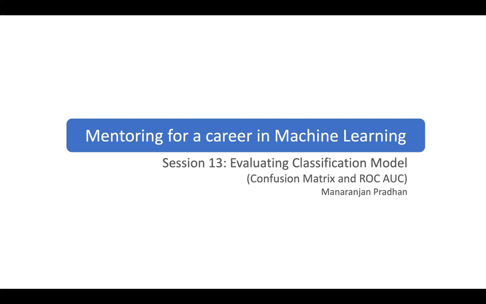In this session, we will discuss how to evaluate a classification model. In the previous session, we discussed how to build a classification model using logistic regression. Once you build the model, how do we evaluate it? What metrics do we have to understand how good or how bad the model is? So primarily we'll focus on creating a confusion matrix and ROC AUC and understand what information they provide from the perspective of evaluating a classification model.